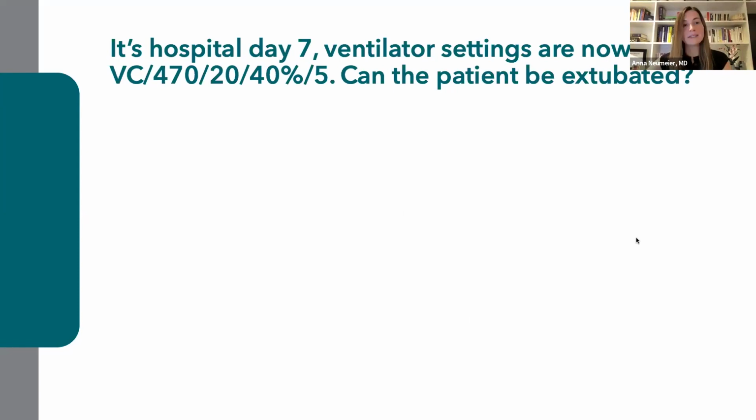All right, let's move forward in the case. It's now hospital day 7. The ventilator settings are now volume control of 470, respiratory rate of 20, FiO2 of 40%, and a PEEP of 5. Can the patient be extubated? So as patients improve clinically, we start to think about extubation criteria, and this is important to keep in the back of your mind and have knowledge of.